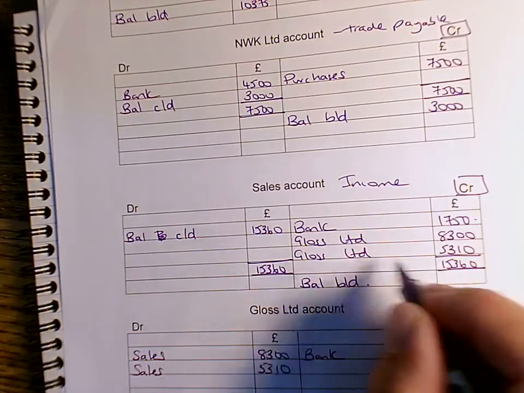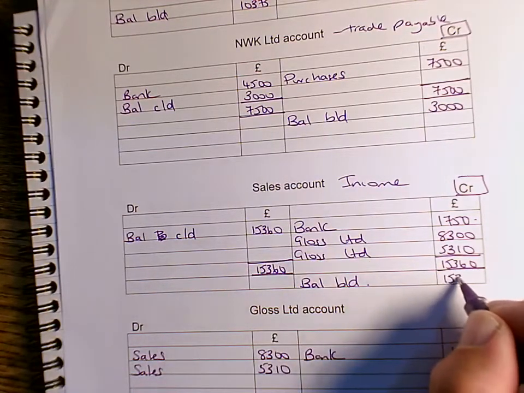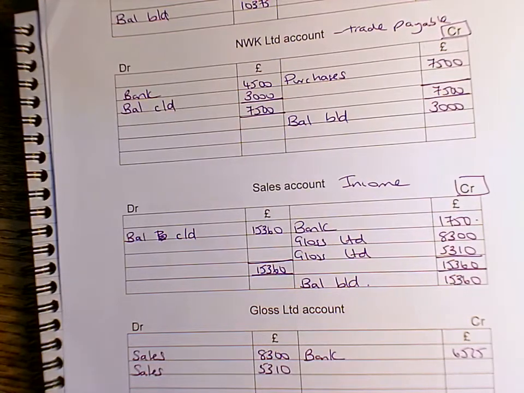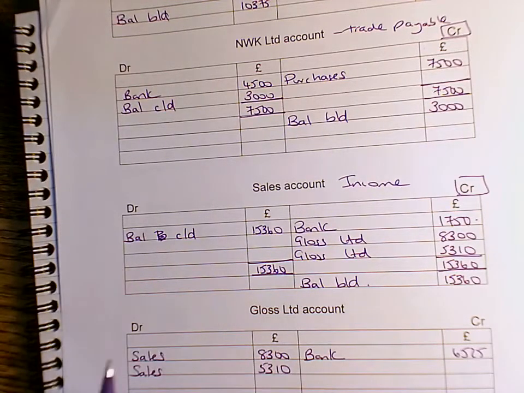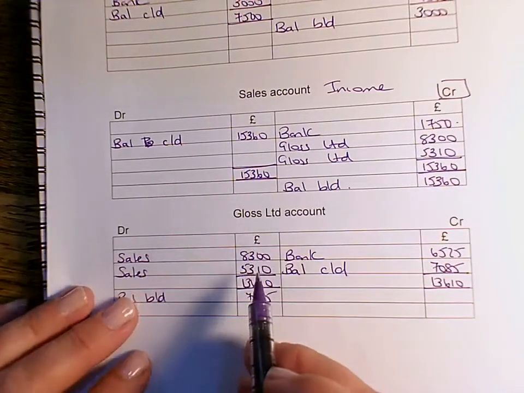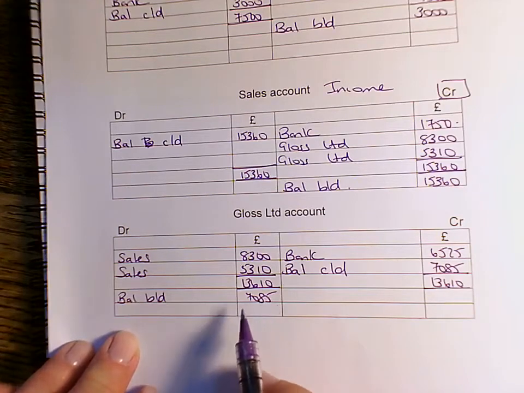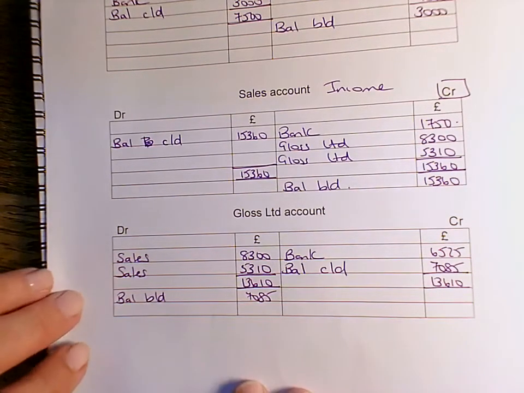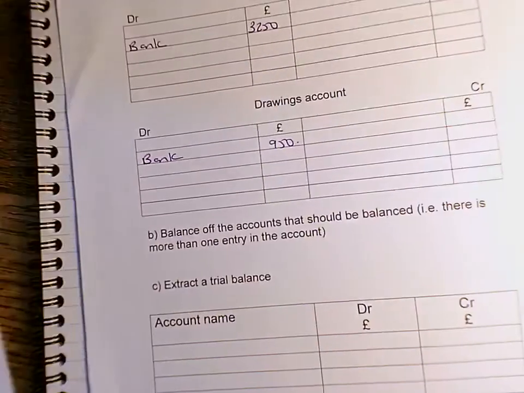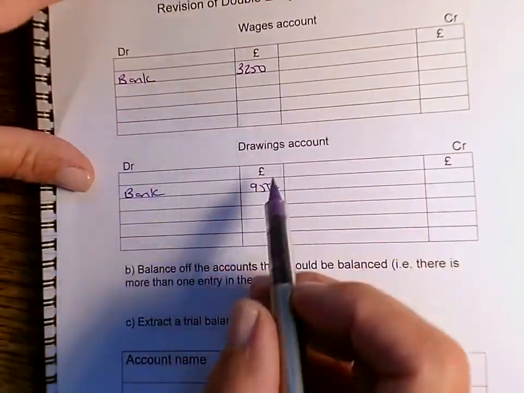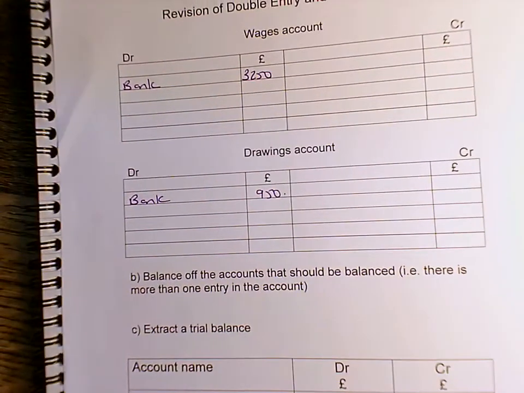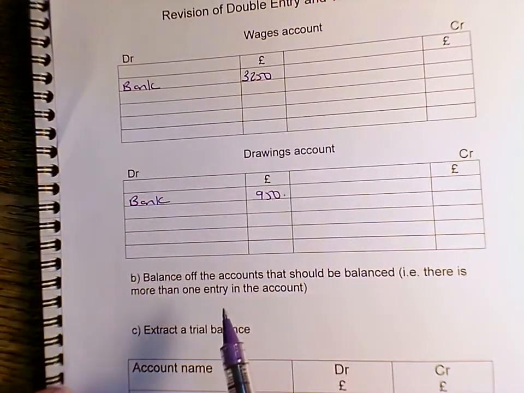And then balance brought down comes diagonally across 15,360. Okay, so you can do all of those, finish those off, Gloss Limited, balance them all off, and I'll meet you back here when we've both done it. So there was actually only one more account to balance off, Gloss Limited. I made that a balance brought down of 7,085. It's on the debit side because it's a trade receivable. The other two accounts on this side, the wages account and the drawings account, both just single entry, so we don't need to worry about balancing those off.